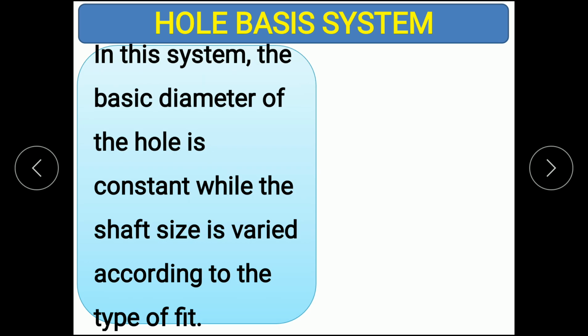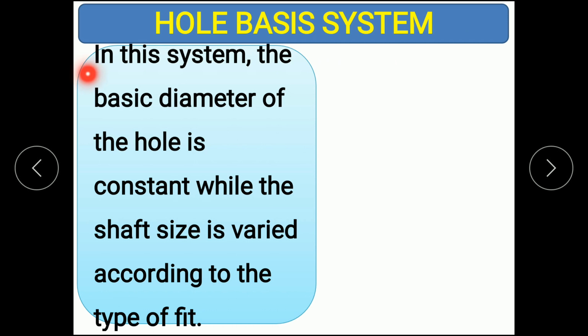So next is the basis of systems. There are two basis of systems. First one is called the hole basis system, and the second one is called the shaft basis system. Let us see the shaft basis system in the next slide. First let us see the hole basis system. What is the meaning of the hole basis system?